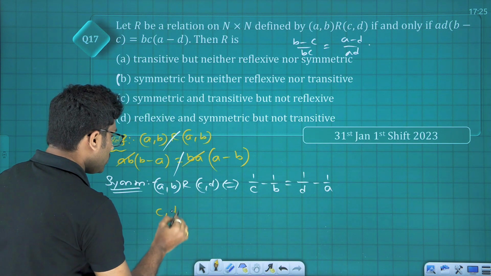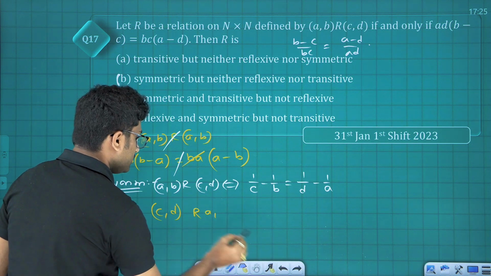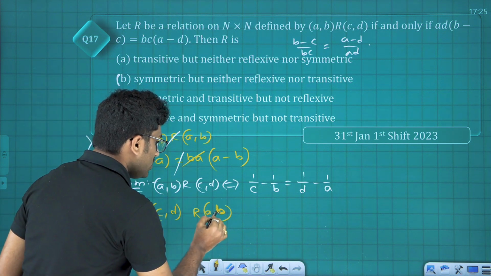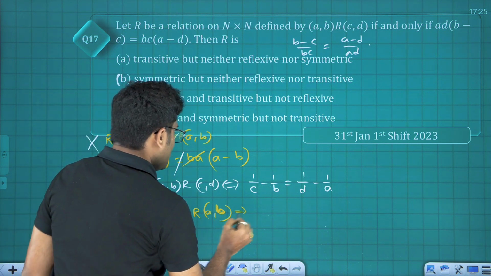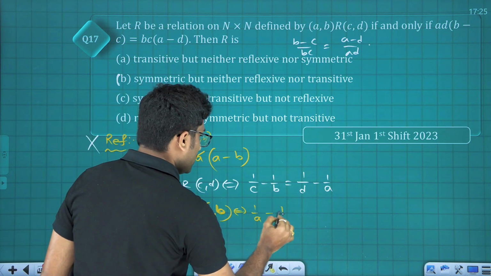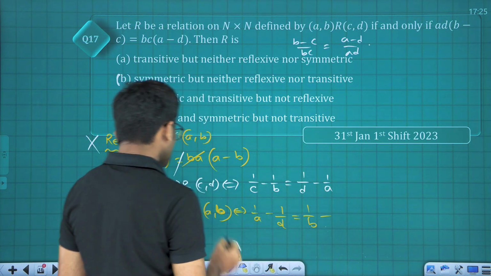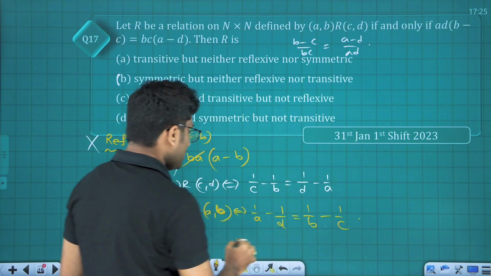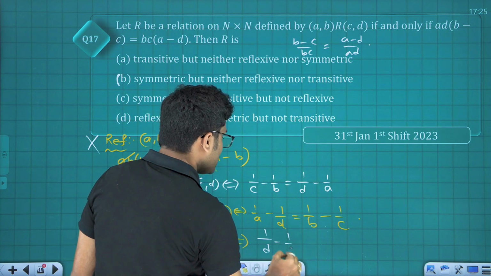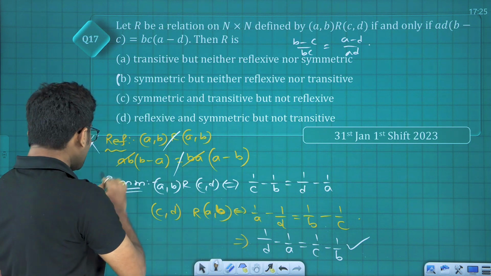Now CD related to A comma B means 1 by A minus 1 by B is equal to 1 by B minus 1 by A, that is 1 by C. Clearly, if I just multiply both with a negative sign, I can write this as 1 by D minus 1 by A is equal to 1 by C minus 1 by B, which is true from this. So clearly it is symmetric.